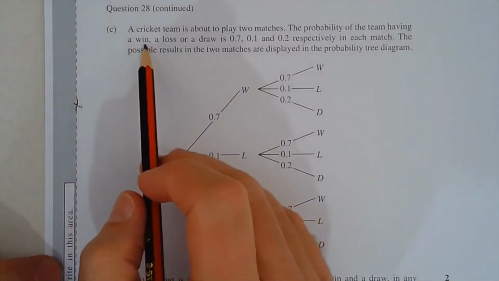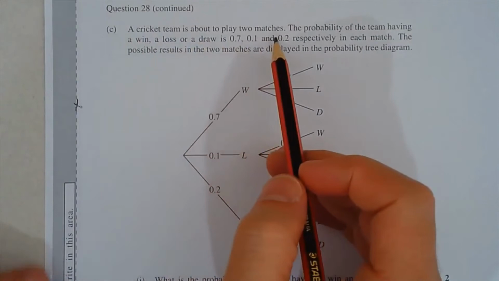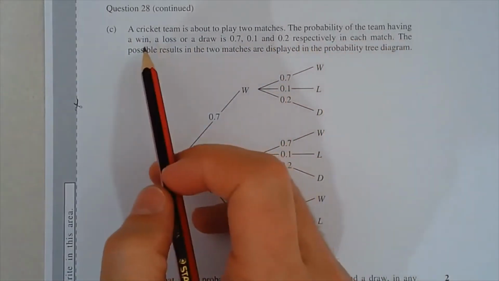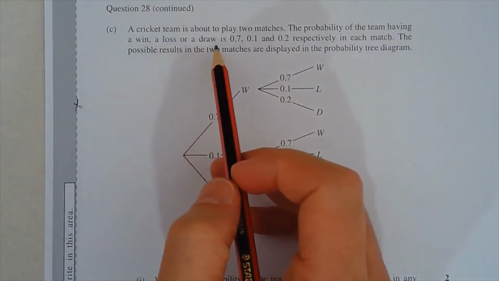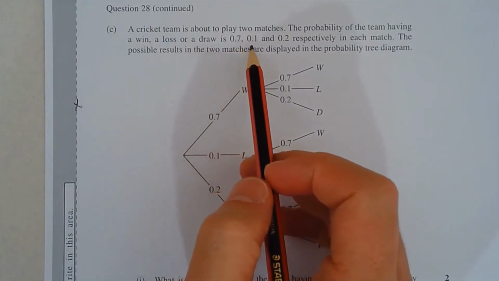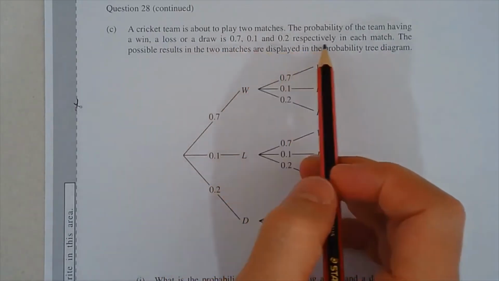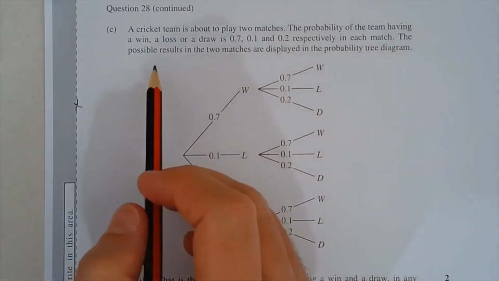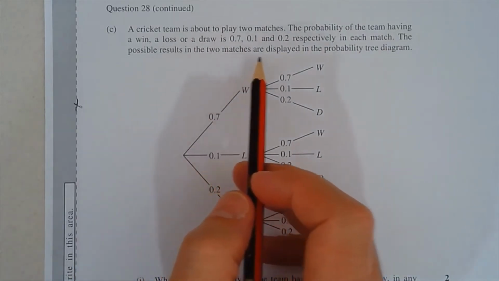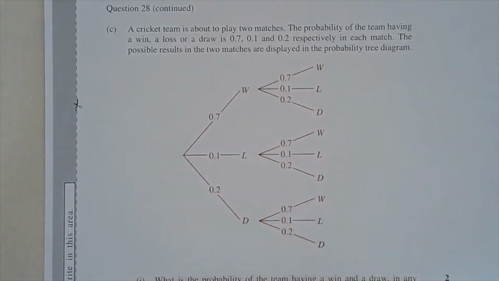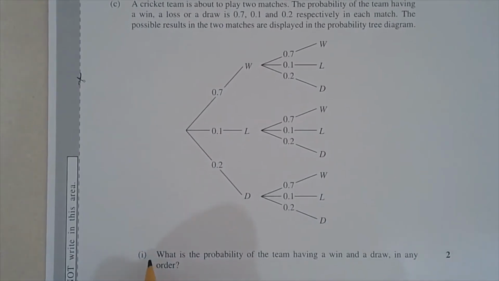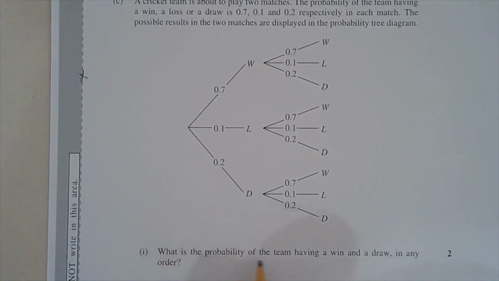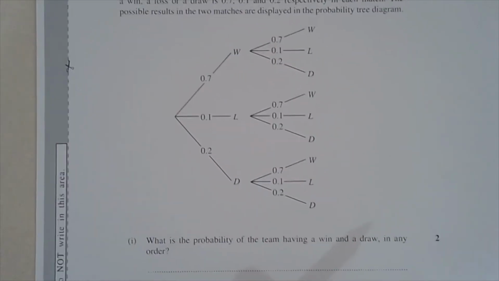28C. A cricket team is about to play 2 matches. The probability of the team having a win, a loss, or a draw is 0.7, 0.1 and 0.2 respectively in each match. The possible results in the two matches are displayed in the probability tree diagram. So part 1. What is the probability of the team having a win and a draw in any order?